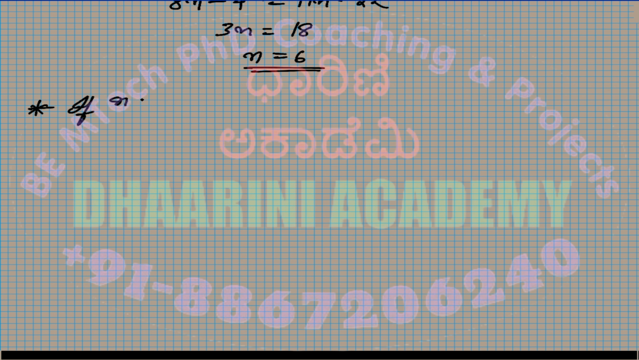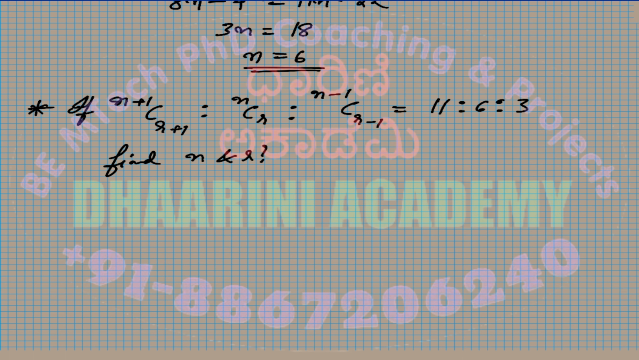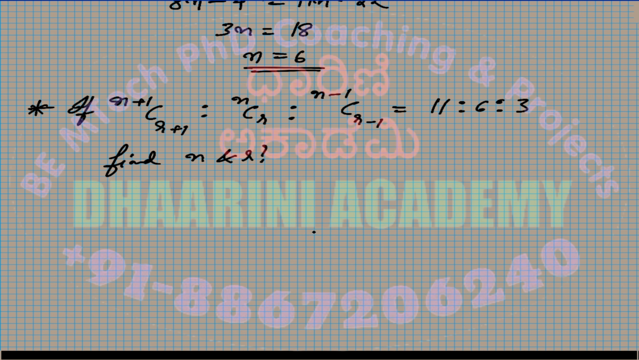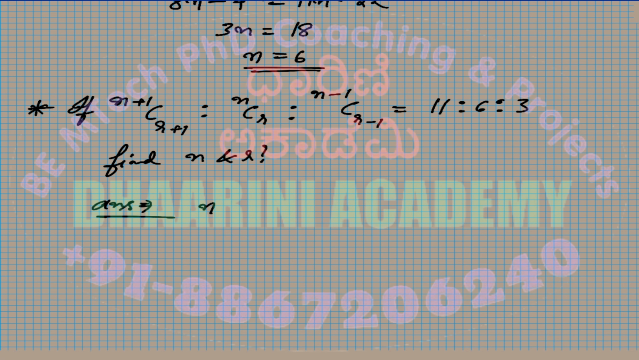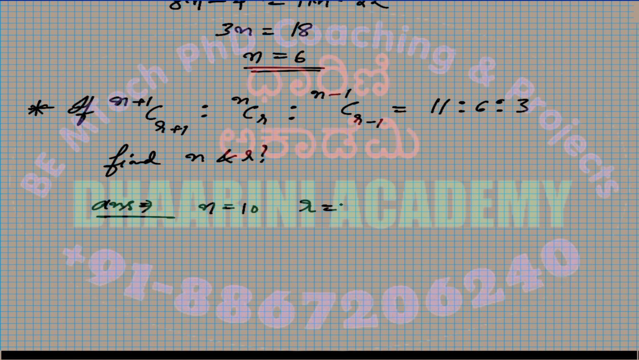If n plus 1 C r plus 1, nC r, and n minus 1 C r minus 1 are in the same ratios like 11 to 6 to 3, find n and r is the question. So we have two unknowns, we should get two equations, then we'll be able to solve this. Therefore, after solving this with the two equations, we get the following: n equals 10 and r equals 5.